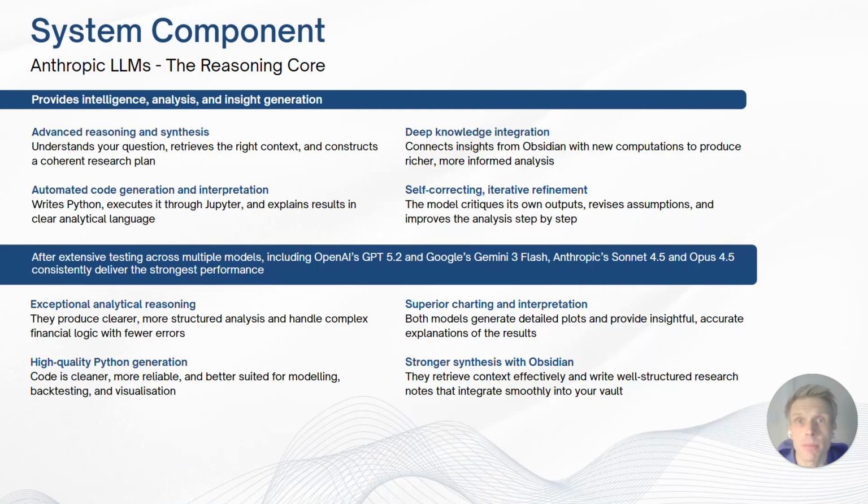At the center of the system is the reasoning engine. It understands questions, retrieves the right context, and builds a clear plan for the analysis. It writes Python code, runs it through Jupyter, and explains the results in plain language. Across many models I tested, Anthropic's newest Sonnet and Opus stood out. They offered clear reasoning, cleaner code, and more reliable insights.